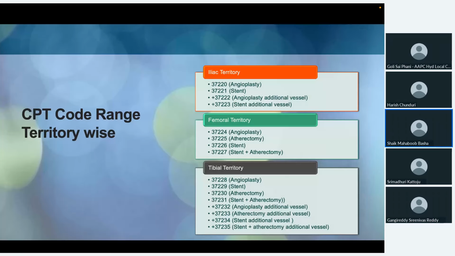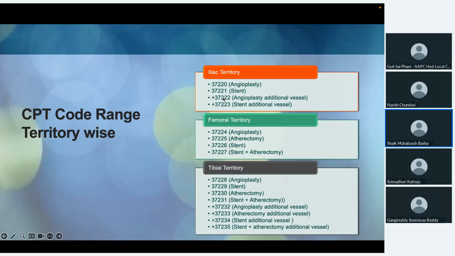Then what is the CPT code range we have? As we mentioned, each territory has a different set of codes, and based on the type of intervention, the codes have been classified. The code range starts with 37220 and ends with 37235. If you see the iliac territory, we do have 4 codes. 37220 is for angioplasty, 37221 for stent placement, and 37222 is an add-on code which is applicable for angioplasty done in an additional vessel on the same side. If on the same side they do angioplasty in 2 vessels, then one primary code and one add-on code is applicable.